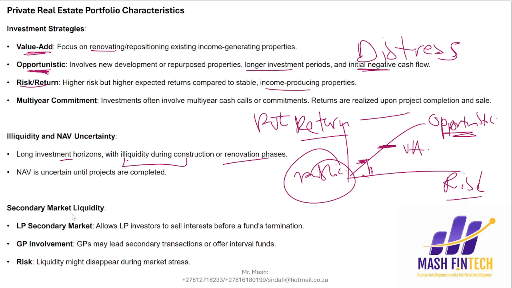The secondary market liquidity. Limited partners secondary market. This allows limited partner investors to sell interest before the fund's termination. So if they go into secondaries, the limited partners can sell their interest before the fund is terminated if they are in need of money for whatever reasons. And the GPs may lead secondary transactions to offer interval funds. Remember, secondary funds are highly liquid. There's an exposure to more investors, and hence there might be a need for more funds, and this could increase the funds for the investment.